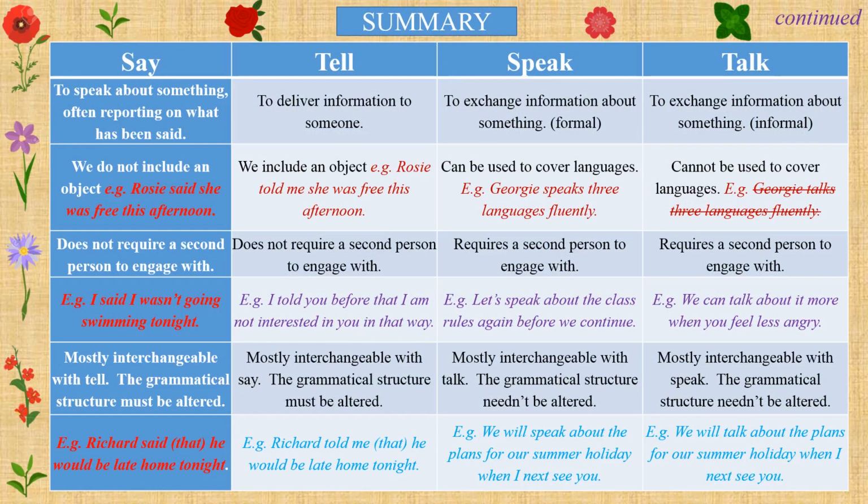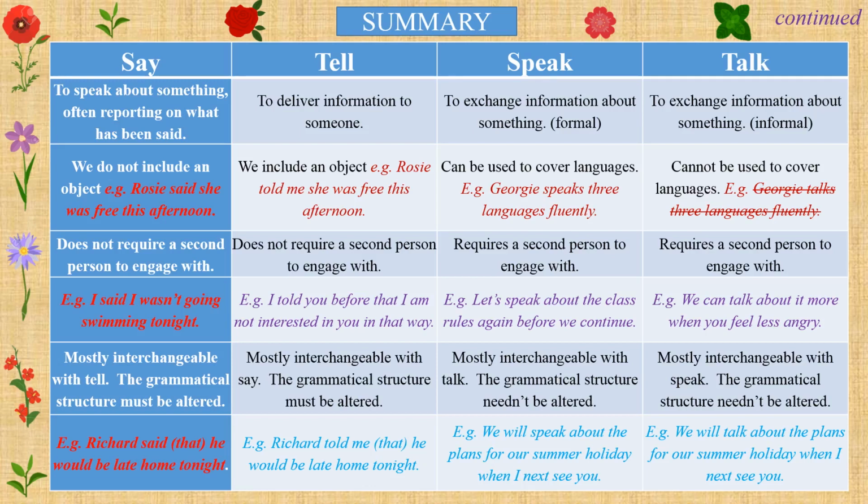This is a summarized table that helps to study the differences between the verbs say, tell, speak and talk. We use say to speak about something, often reporting on what is being said. We do not include an object. For example, Rosie said she was free this afternoon. Using the verb tell to deliver information to someone, we include an object. For example, Rosie told me she was free this afternoon.